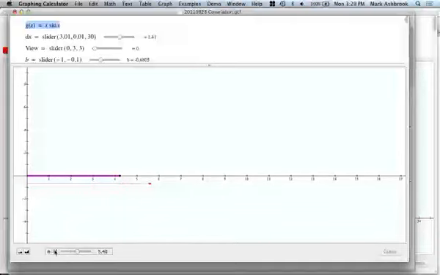Okay. So, right. dx is the interval size for x. What about this b? What was the purpose of the B slider?